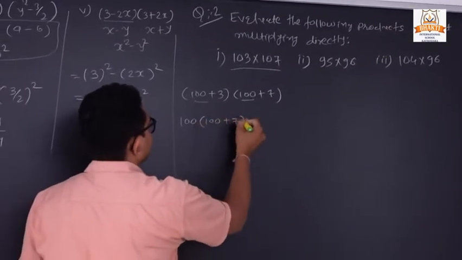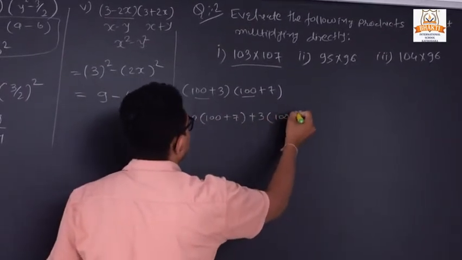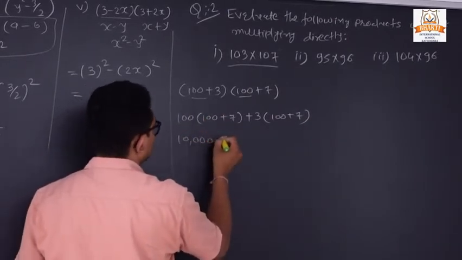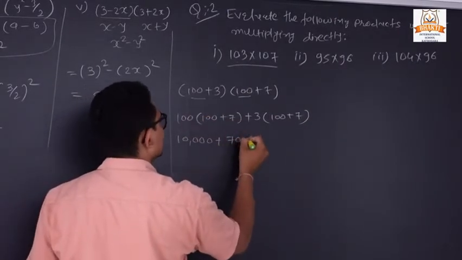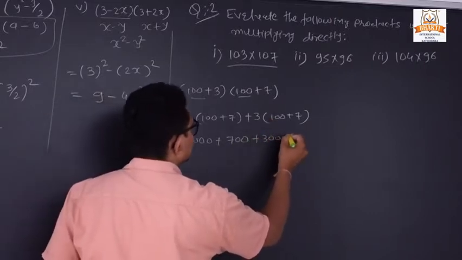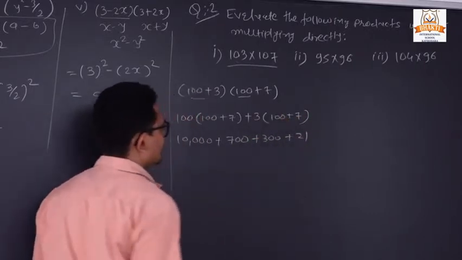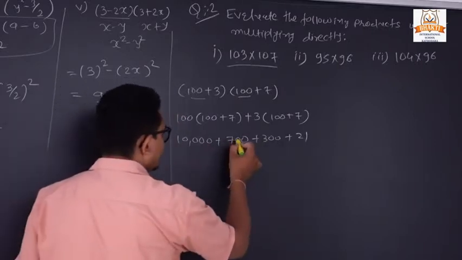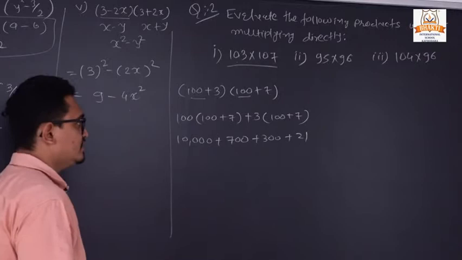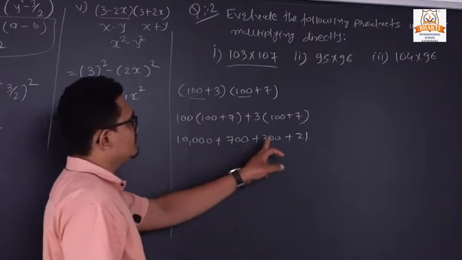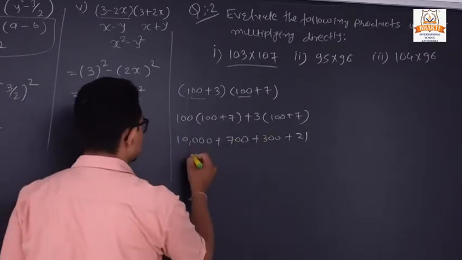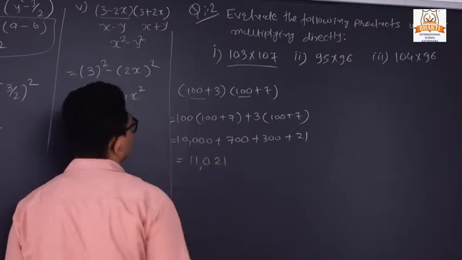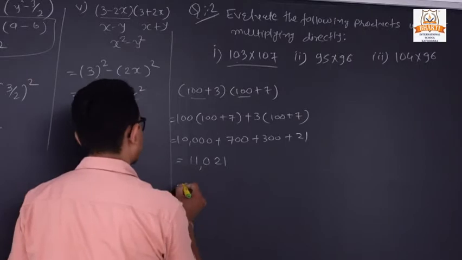Once again we can simply expand the bracket. So 100 into 100 is 10,000, then 7 threes are 21, and 100 into 3 plus 100 into 7 is 300 plus 700, which is 1000. So now add all this: 10,000 plus 1000 is 11,000. So the answer is 11,021.